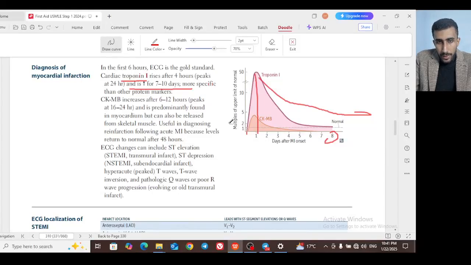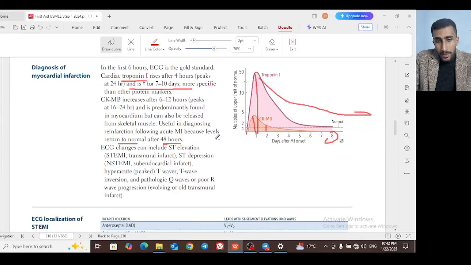increases a little bit delayed. The troponin I, as we have said, starts after 4 hours, but the CKMB starts building up after 6 hours and reaches its peak also around 24 hours, the same as troponin. What is very special about it is that it goes down again at about 48 hours, returning to normal.